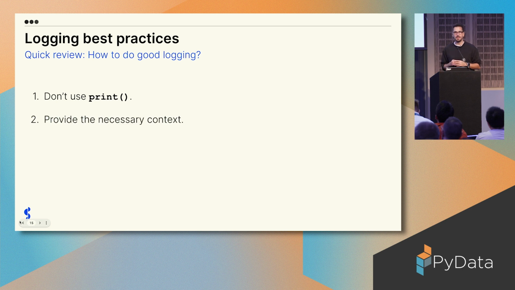The next important thing is to provide me with the necessary context. So in Dask, for example, if you're just removing a worker, don't just tell me, "Yeah, I'm removing a worker now." That doesn't help me. Tell me which worker that is. Tell me why you think that is a good idea or why you want to do that in the first place. Just give me all the context I need to understand the situation.